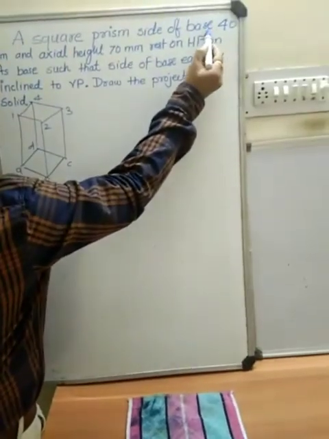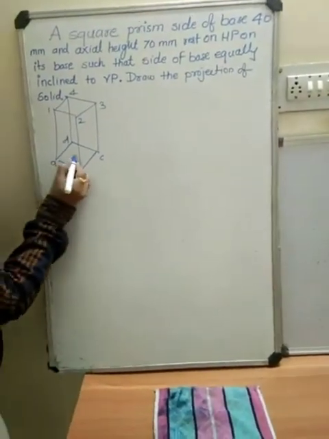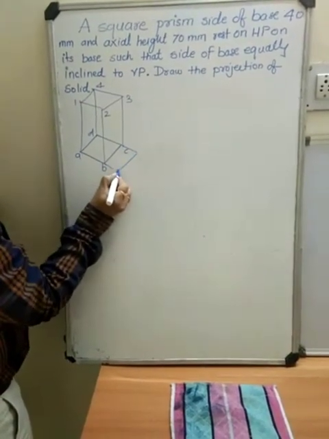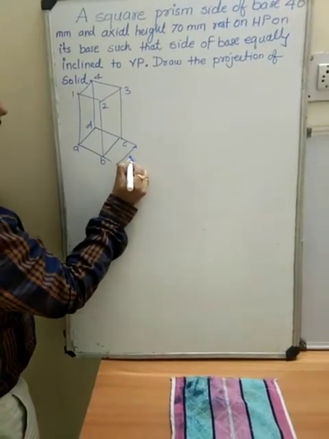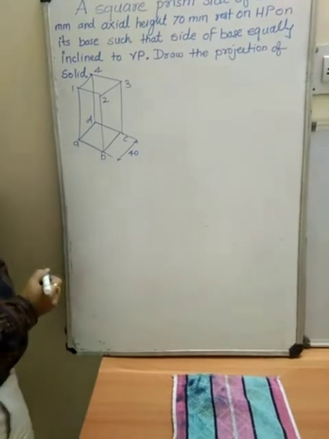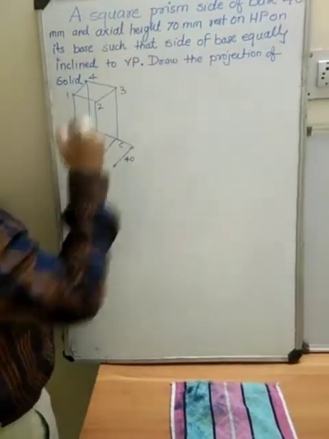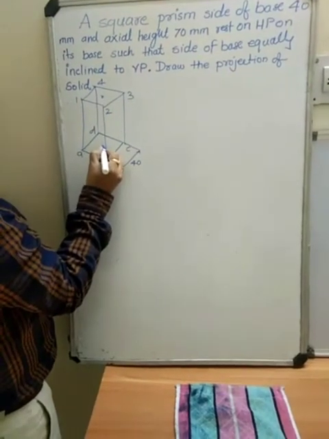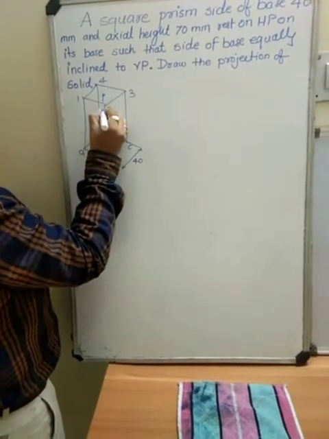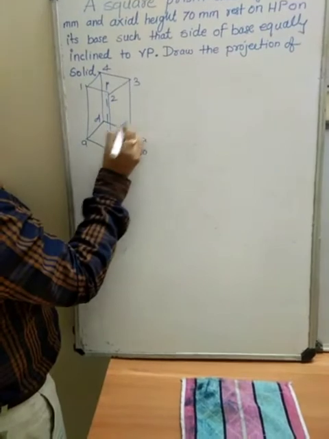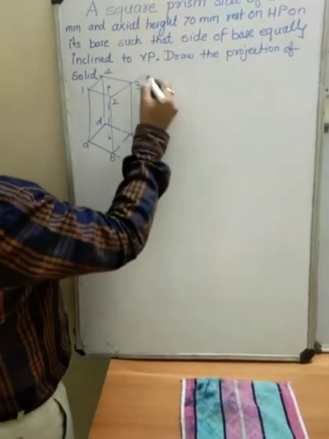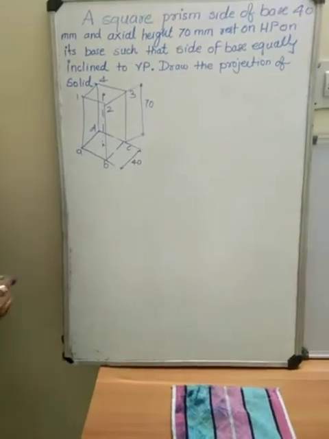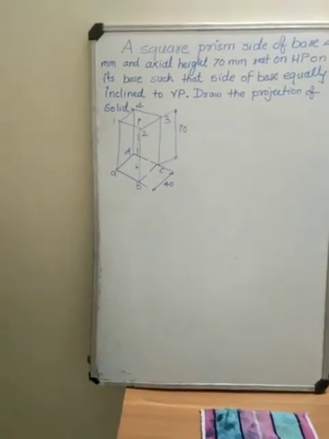Now, the dimensions of that square prism: side of base is 40 mm, so this side is 40 mm. And axial height is 70 mm. That means this axial height is 70 mm, so the height of this prism is 70 mm. Now these are the dimensions.